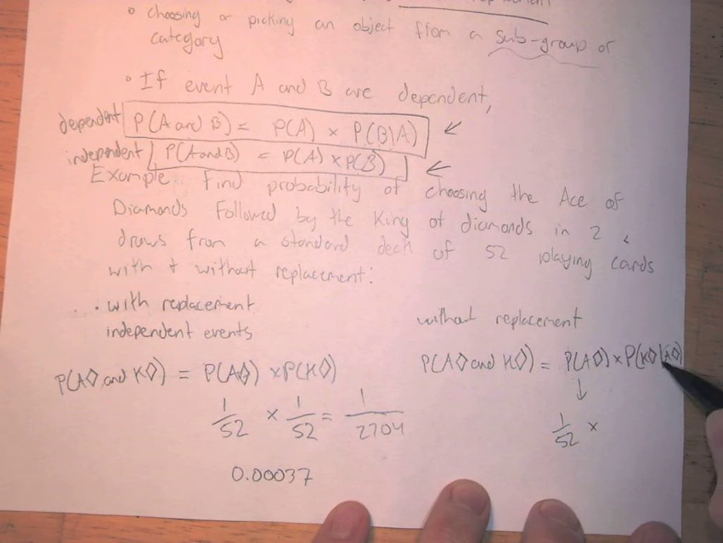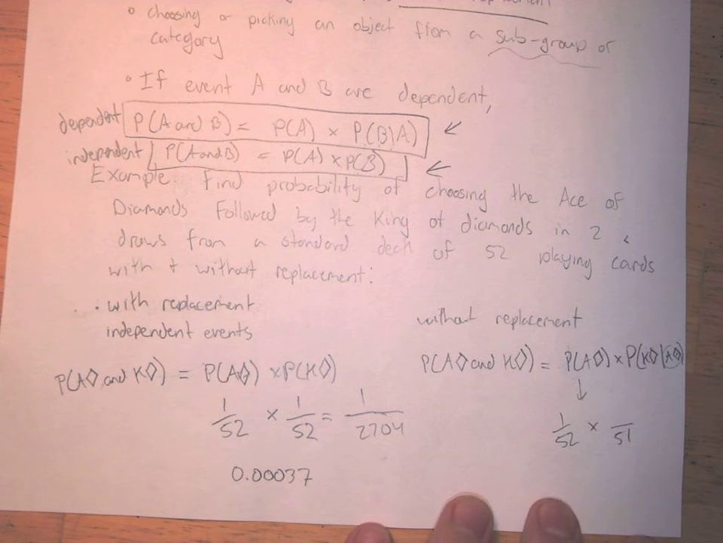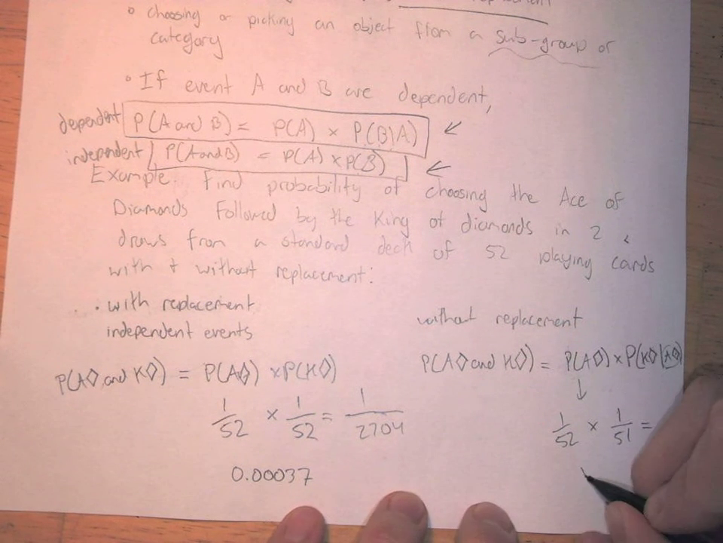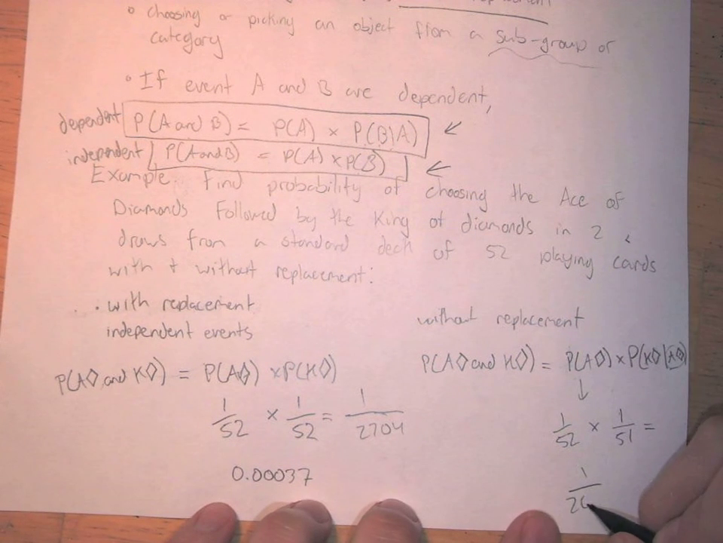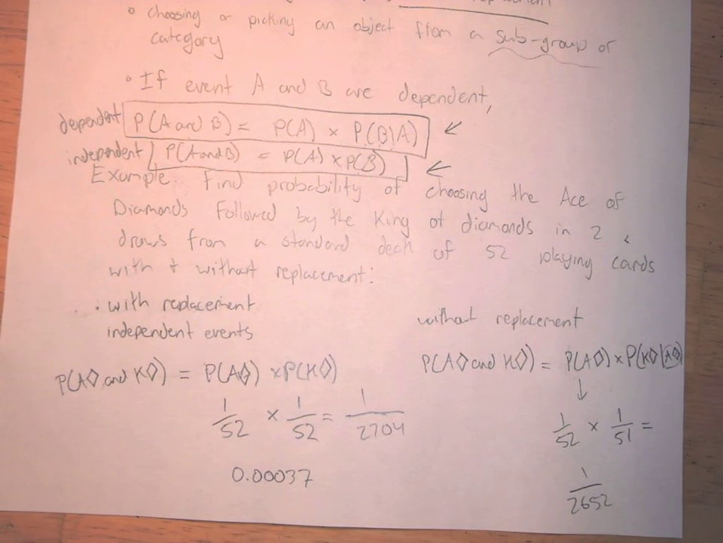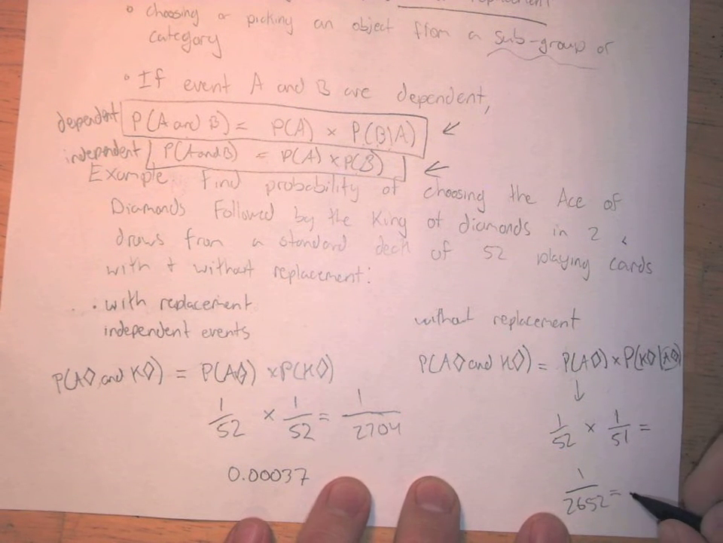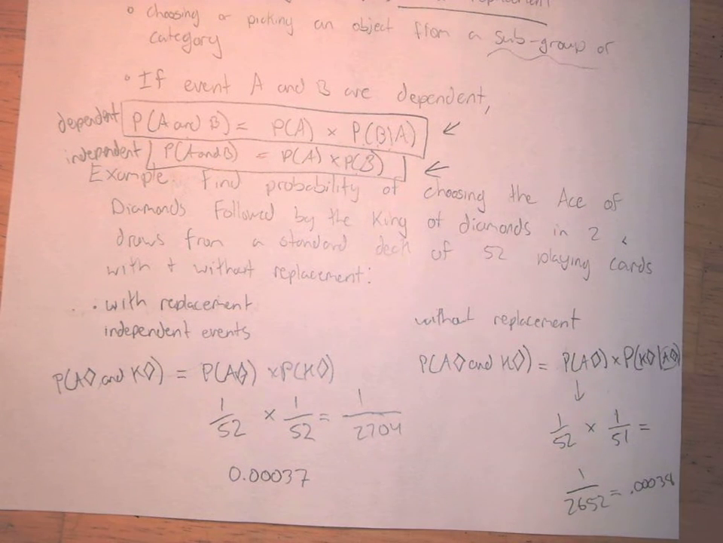Now, assuming that I chose the ace of diamonds already and I didn't put it back, there's now only 51 cards to choose from, because I chose a card already. So this, choosing the king of diamonds, is dependent on what I chose the first time around. There's still only one way to choose that, so the sample space has changed. And that's going to give us 1 over 2,652, which is still pretty small, but it's more like 0.00038. So it changes the probability a little bit.